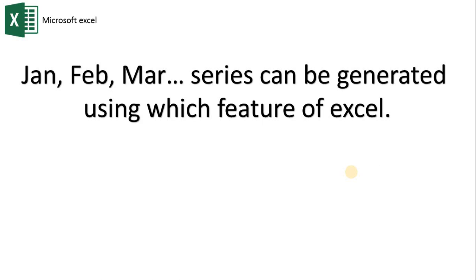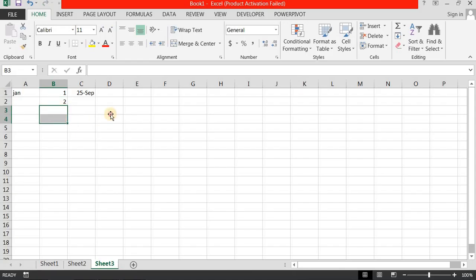January, February, March series can be generated using which feature of Excel? Autofill option. Here type January in first cell and click that cell, and here you can see one black dot. Just click there and drag it down. You will get all the months here.